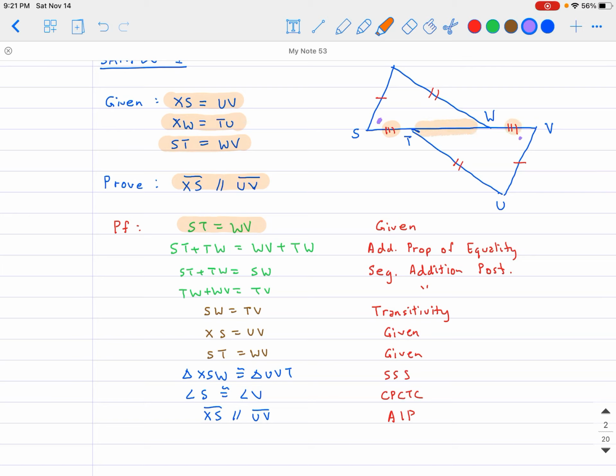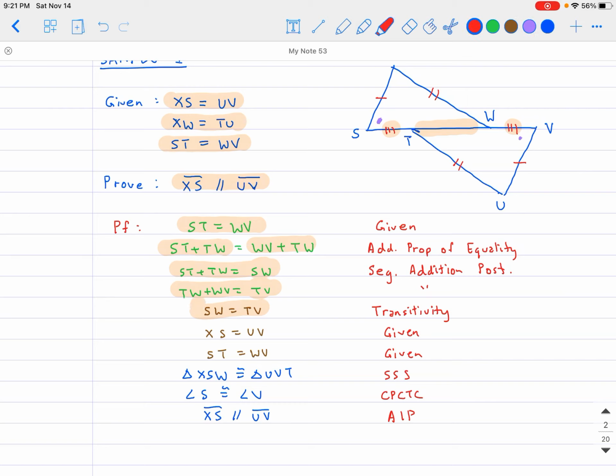Next, I'm going to add in the part that they're missing. So that is going to be the addition property of equality, adding in TW to both sides. We then say each side is equal to the entire length of its respective sides. And then that is going to be my segment addition postulate. And by replacing the left-hand side and the right-hand side with the entire segment, then we can now say that SW is equal to TV, which is really what I want for that side anyways.